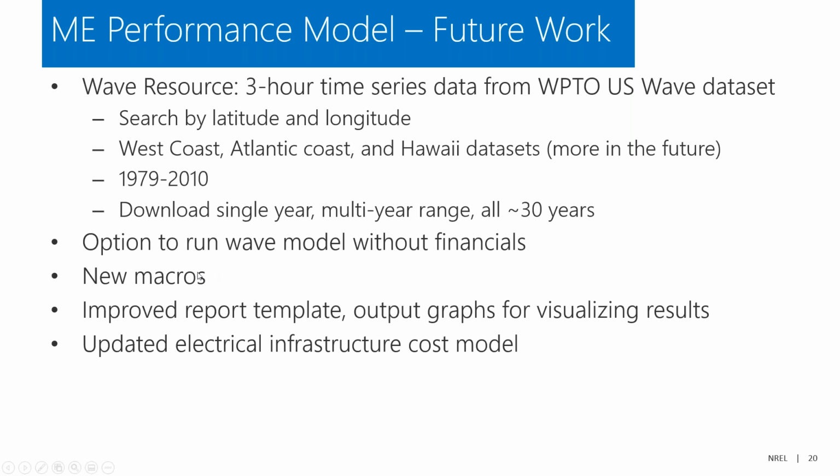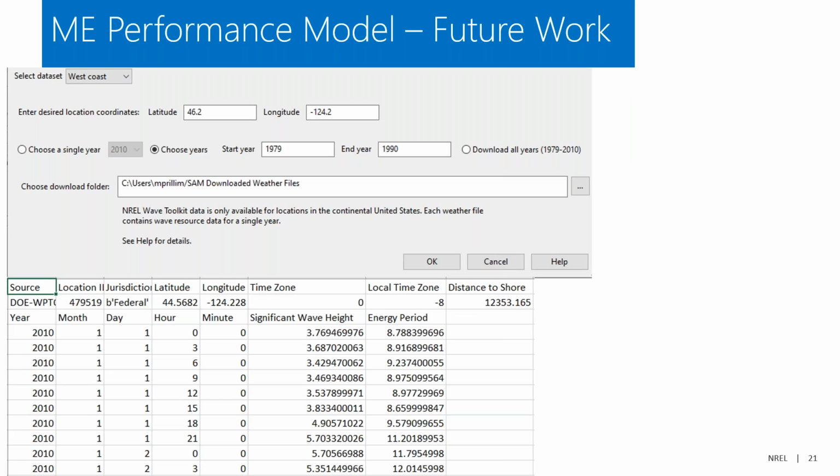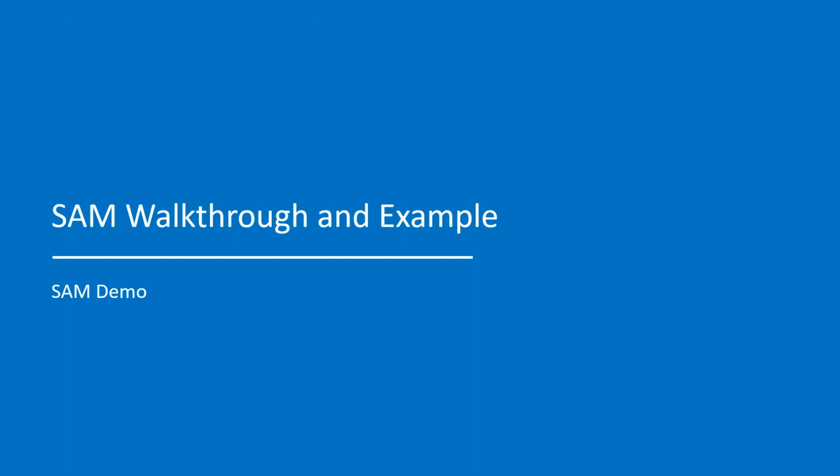There are some new macros on the way as well, and updates to the electrical infrastructure cost modeling. Again, I mentioned earlier, those are dependent on the cable lengths calculated based on system spacing and your overall system capacity. Here is a quick visual of the download tool for the API downloads for the 3-hour time series data that I will now show as we move into our SAM walkthrough.